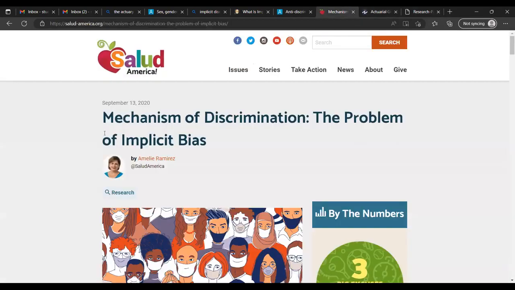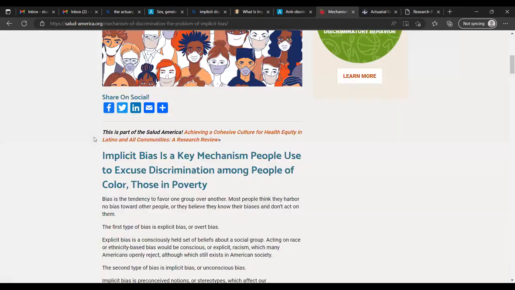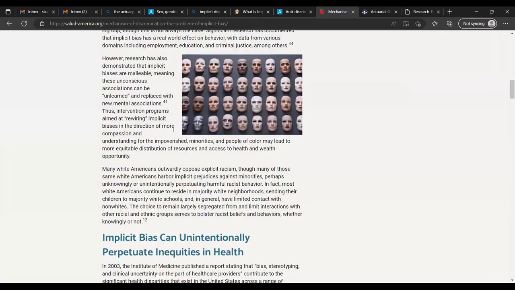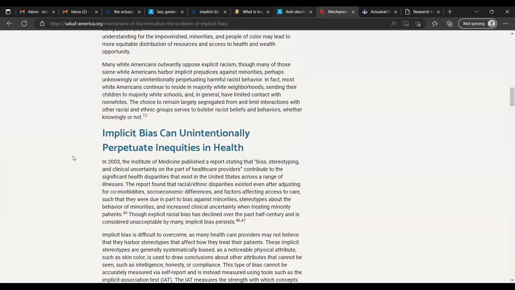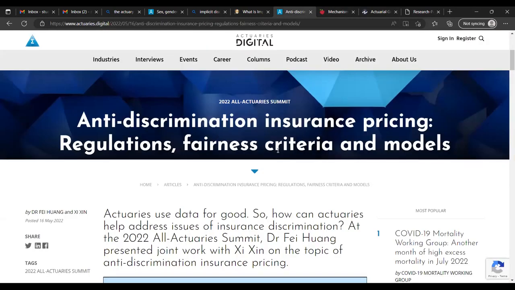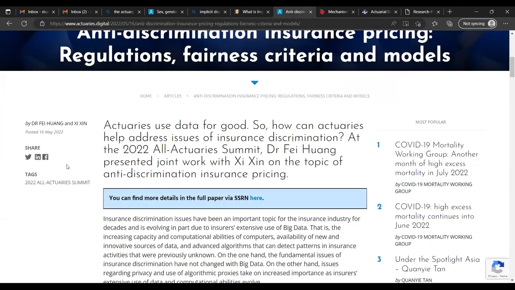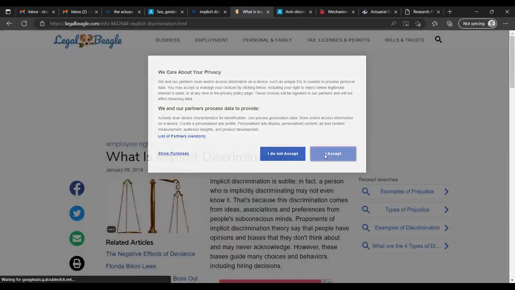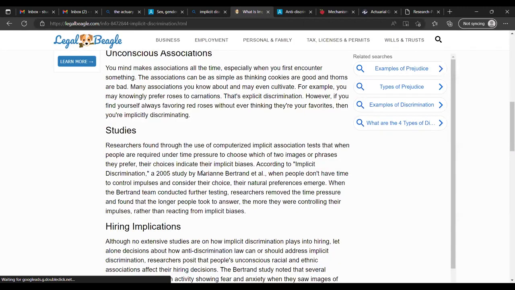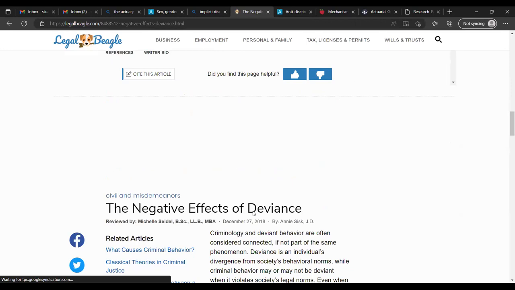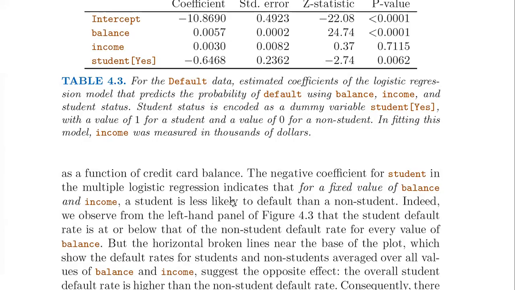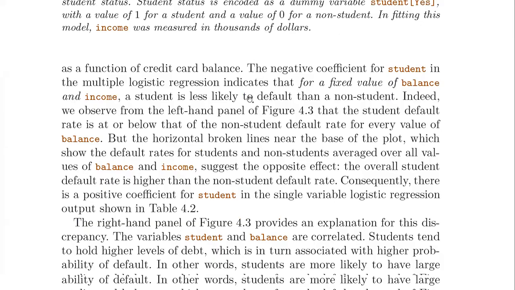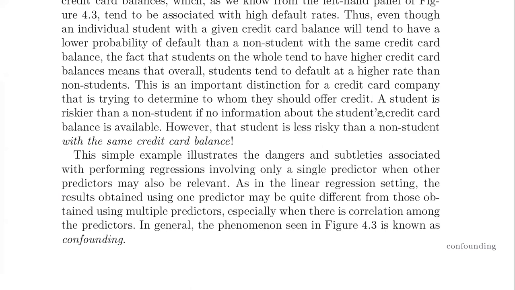The problem of implicit discrimination among people of color, those in poverty, anti-discrimination, insurance pricing, regulations, fairness criteria, and models. Yeah, so there's so much out there. What is implicit discrimination? We didn't quite find the article I was after, but I still think what we read right now is probably quite interesting. Or I hope it was interesting.